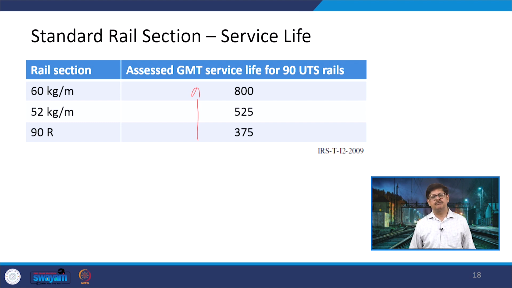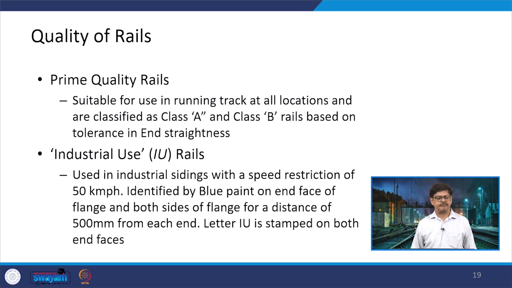So, you can say more than 2 times, it is 2.5 times of an increase in the service life, and that has an impact in terms of the maintenance requirements. Now, let us talk about the quality of rail. The quality of rail is classified as prime quality rails or industrial use rails. These prime quality rails are suitable for running tracks at all locations, and they are classified as class A and class B rails based on whatever tolerances are there in their straightness.